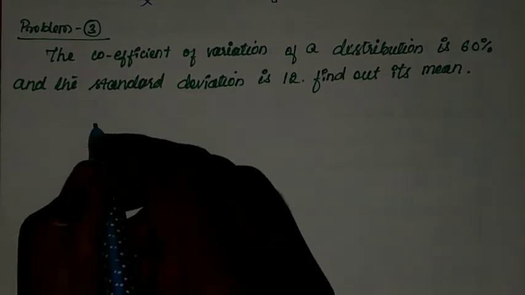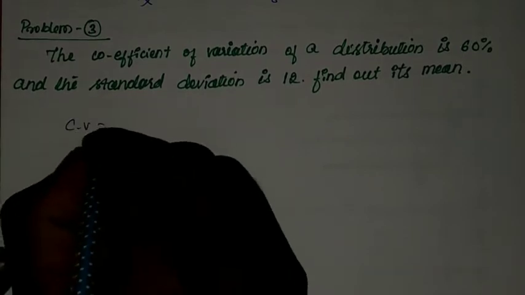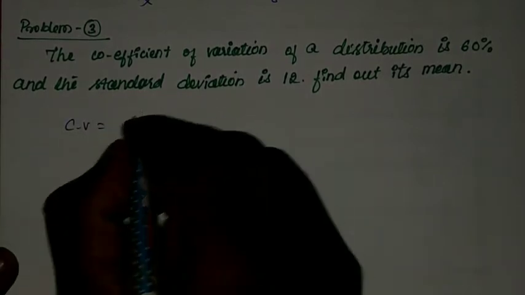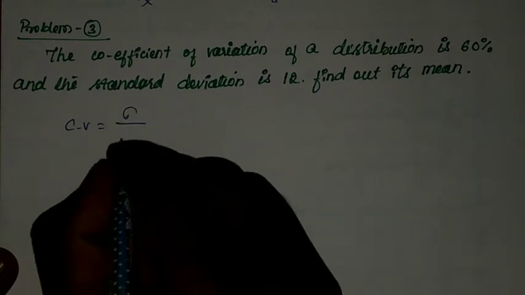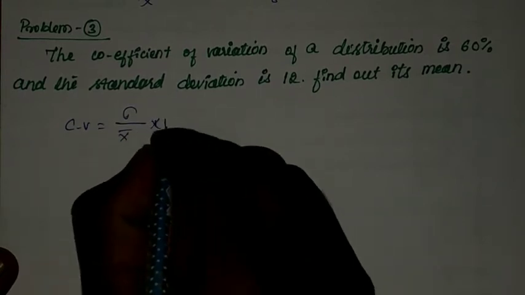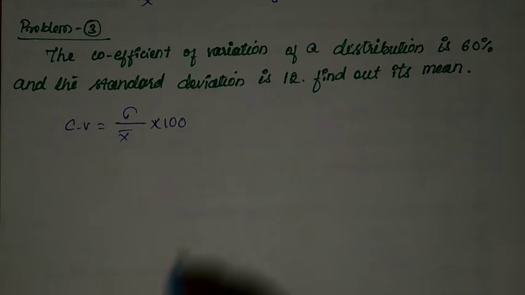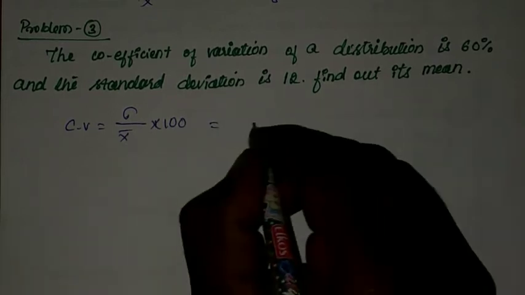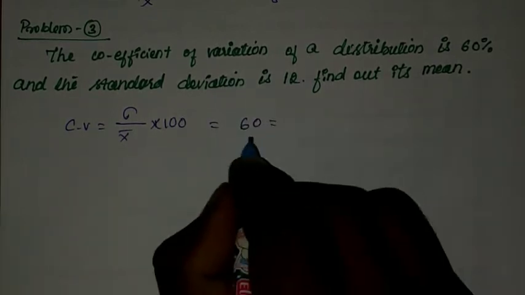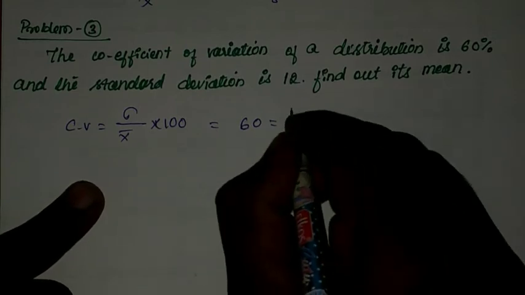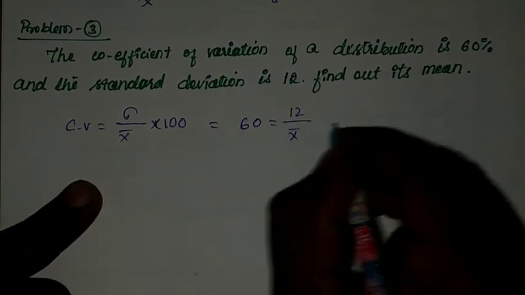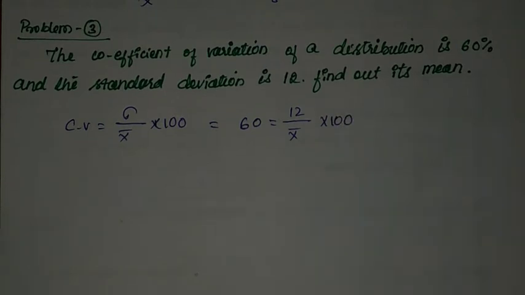Okay. So the formula for coefficient of variation, that means CV, is equal to standard deviation divided by x bar into 100. So this is the formula. Now replace the values. So CV they are given 60, that is equal to standard deviation, they are given 12, divided by x bar into 100.